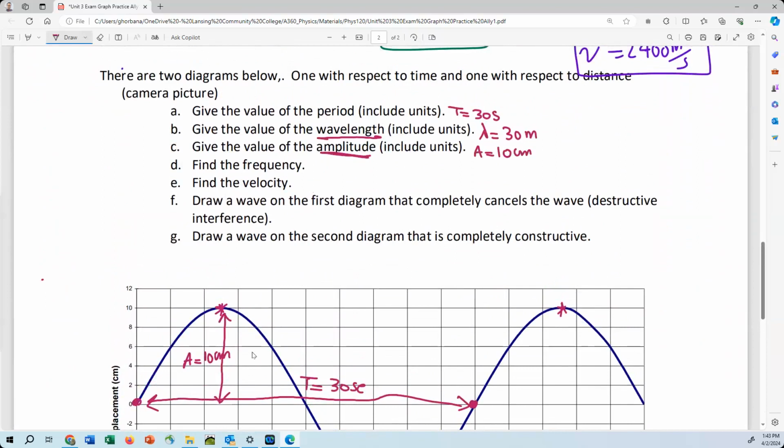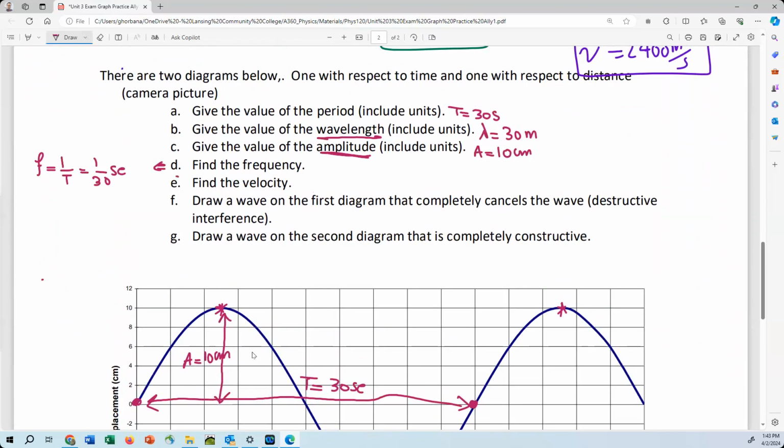Find the frequency. How can we find the frequency? We already have the period, so frequency is 1 over T. It's going to be 1 over 30 seconds. You can calculate this using your graphing calculator, but it's not necessary.